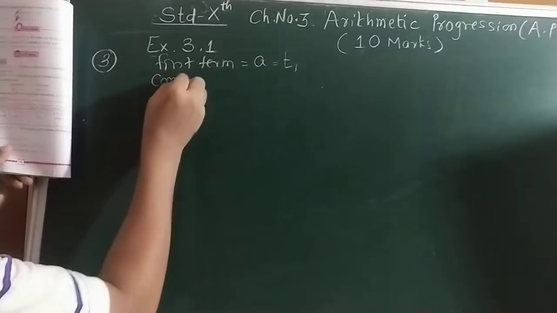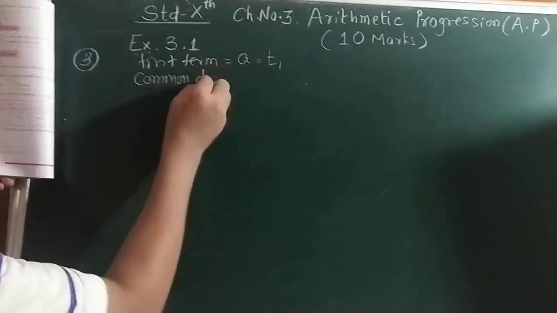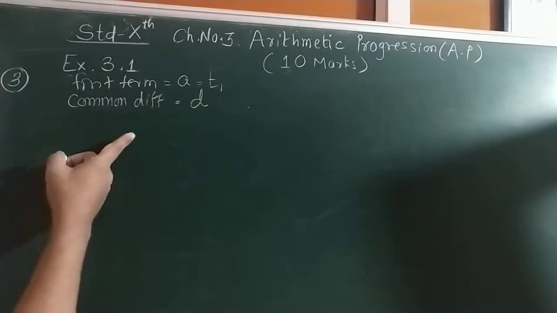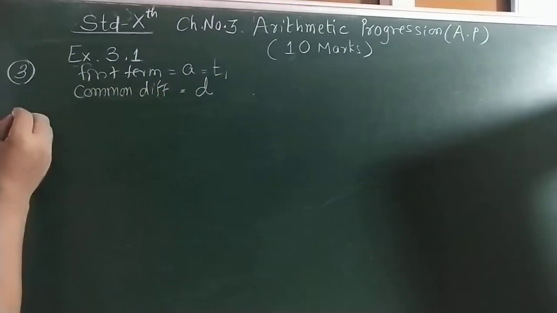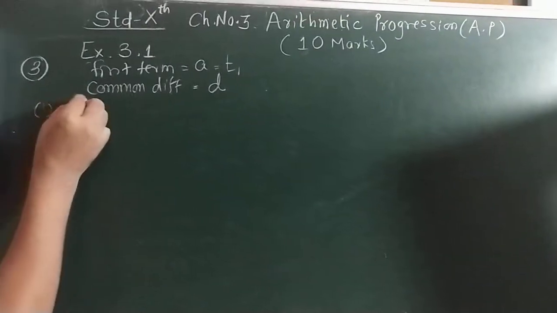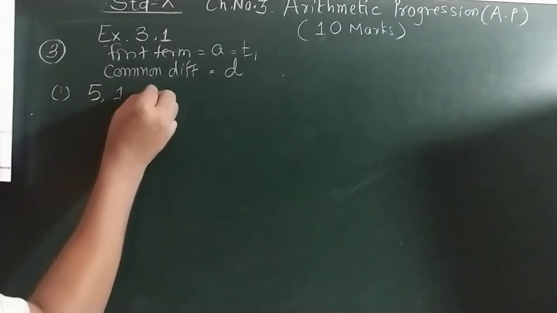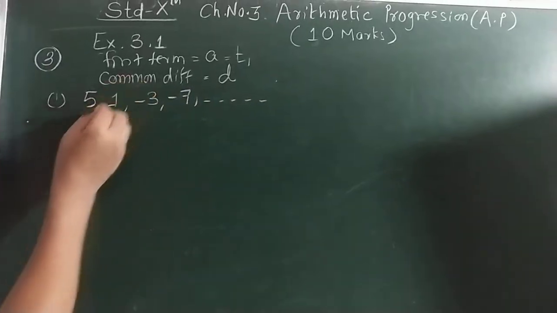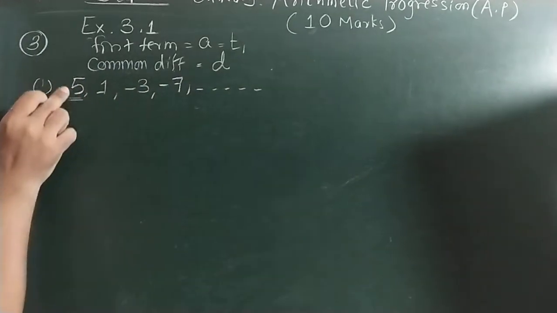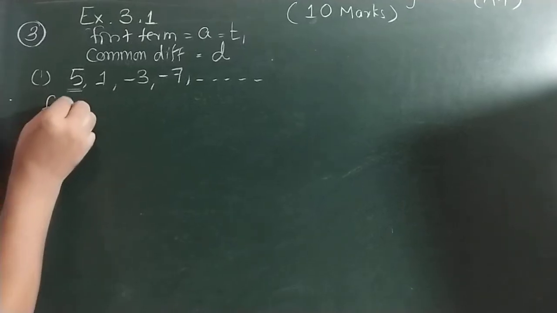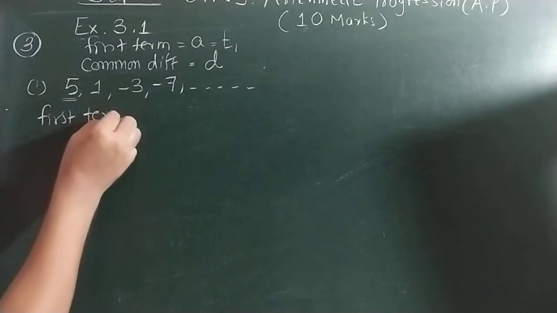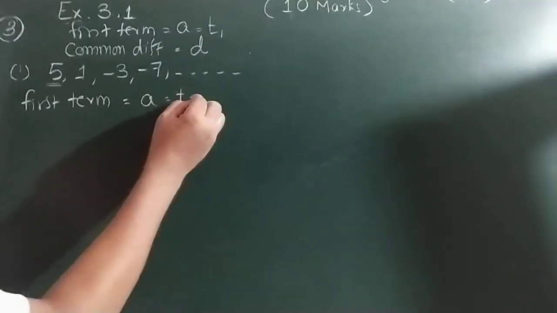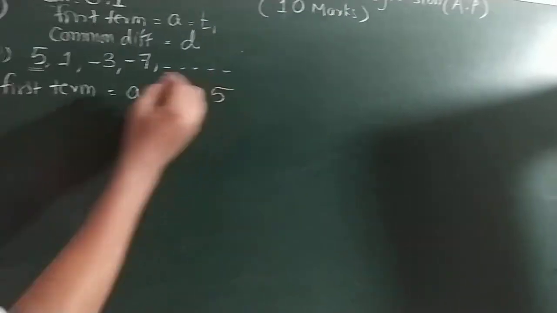And common difference. Common difference is denoted by small d. Yesterday we learned small d means common difference. So first sum: 5, 1, -3, -7 and so on. What is the first term here? Clear cut, we can see 5. So first term is equal to a, or T1, it is equal to 5.